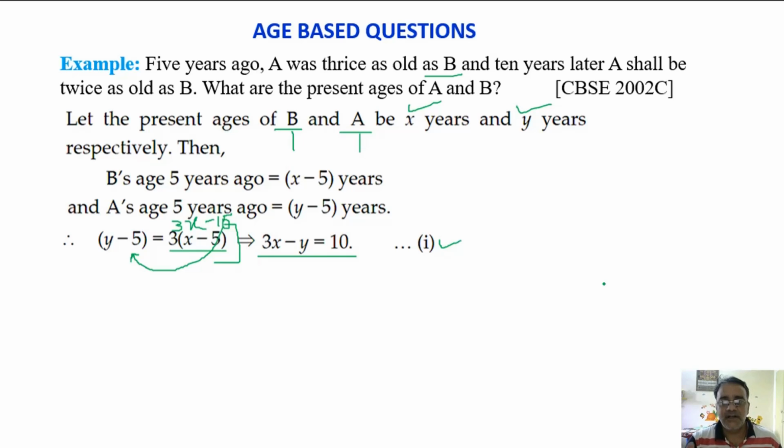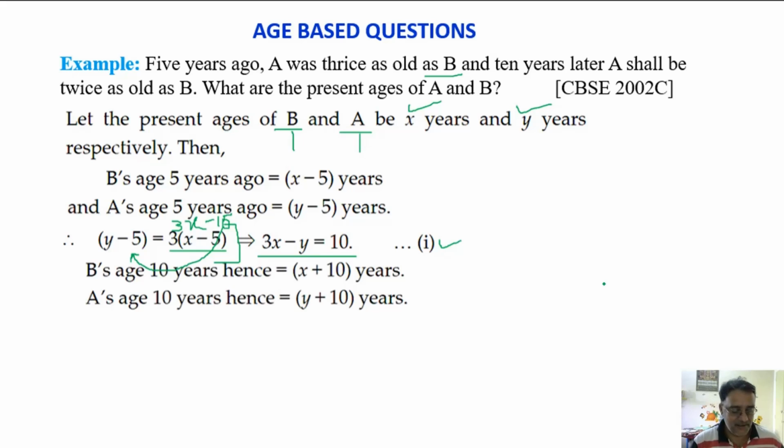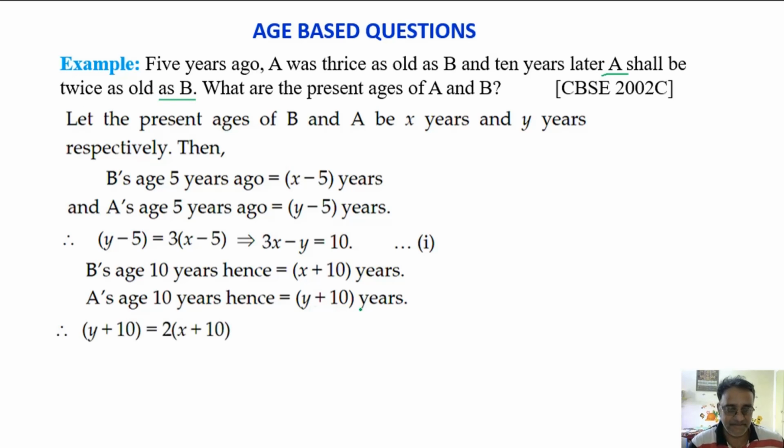Okay, now 10 years later, plus 10 करना है. What is the age of B? X plus 10. What is the age of A? Y plus 10. Right. And according to this, the age of A is twice the age of B. Means y plus 10 is 2 times x plus 10.